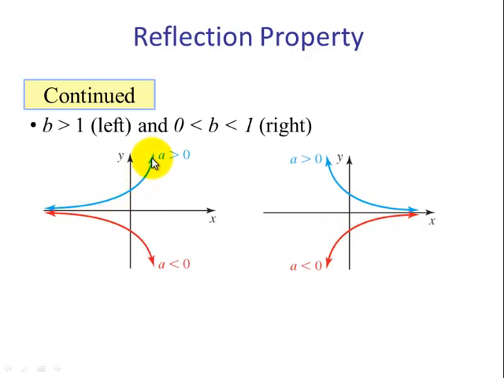So we have an increasing function, or it could be a decreasing function. It depends upon the value of b and also the value of a. Here we have a decreasing function, but if a is negative, it's flipped down and we have an increasing function.